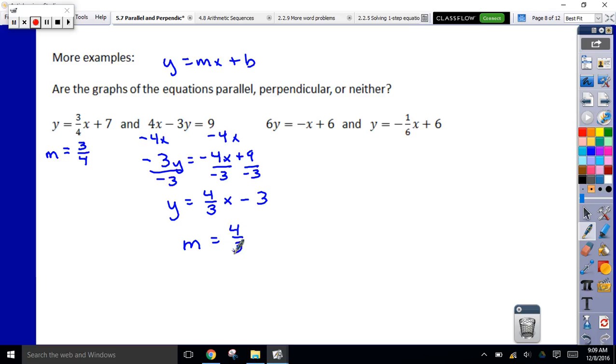So are these graphs going to be parallel, perpendicular, or neither? Actually, no. Because to be perpendicular, they have to be the negative reciprocal of one another. So this is kind of a trick one. The slopes are the reciprocal of one another, but they're not the negative reciprocal of one another. Let's actually look at what these lines would look like quickly. The slope is positive in both cases. That would give you a little bit of a clue.